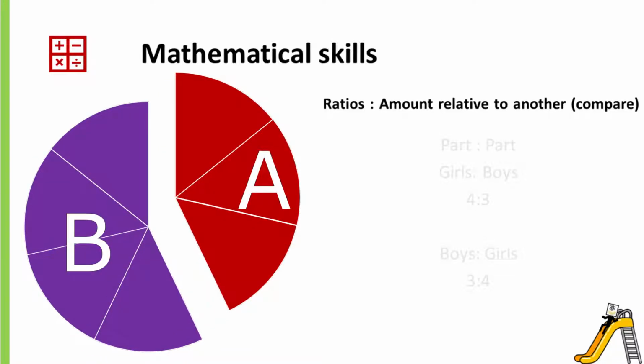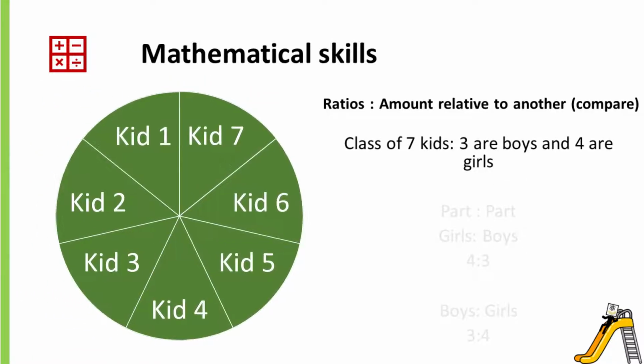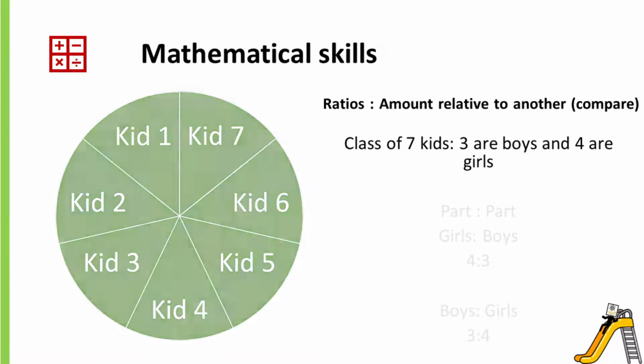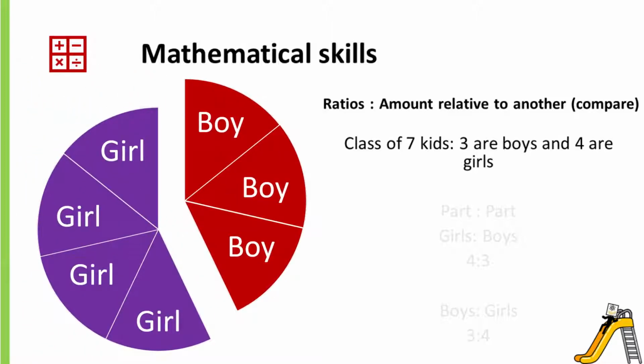And again, we'll use the same example of the class of 7 kids. So now in this class of 7 kids, remember we said there are 3 boys and there are 4 girls. So this class is basically made up of 2 parts. It's made up of part boys and it's made up of part girls. So now if I wanted to know what is the ratio of girls to boys in the class, we know that there are 4 girls and there are 3 boys. And therefore the ratio of girls to boys in this class is 4:3.